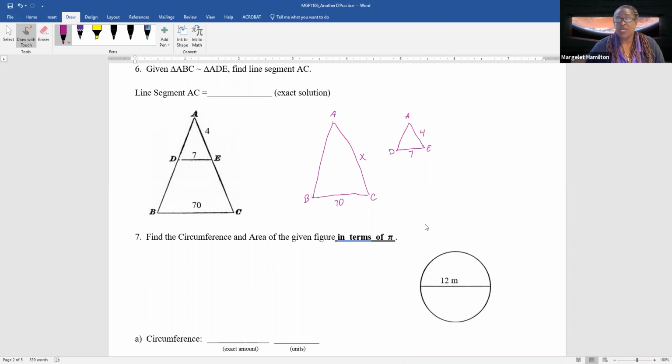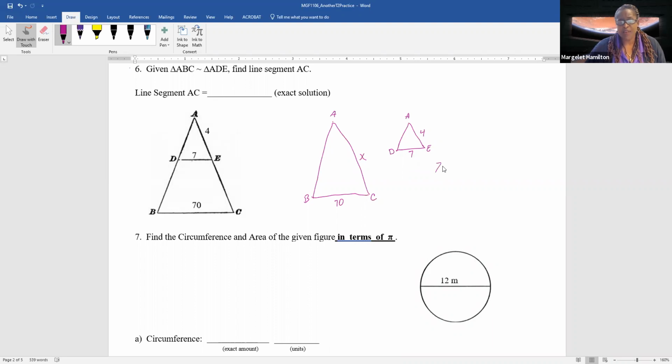Now we need to set up our equation, right? Our ratio so that we can solve. Okay, give me a ratio. Go ahead, tell me what you set up. 70 over 7 times 4 over x. Okay, 70 over 7. Is it times? Equals. Okay, so make sure we put an equal sign and not a times.